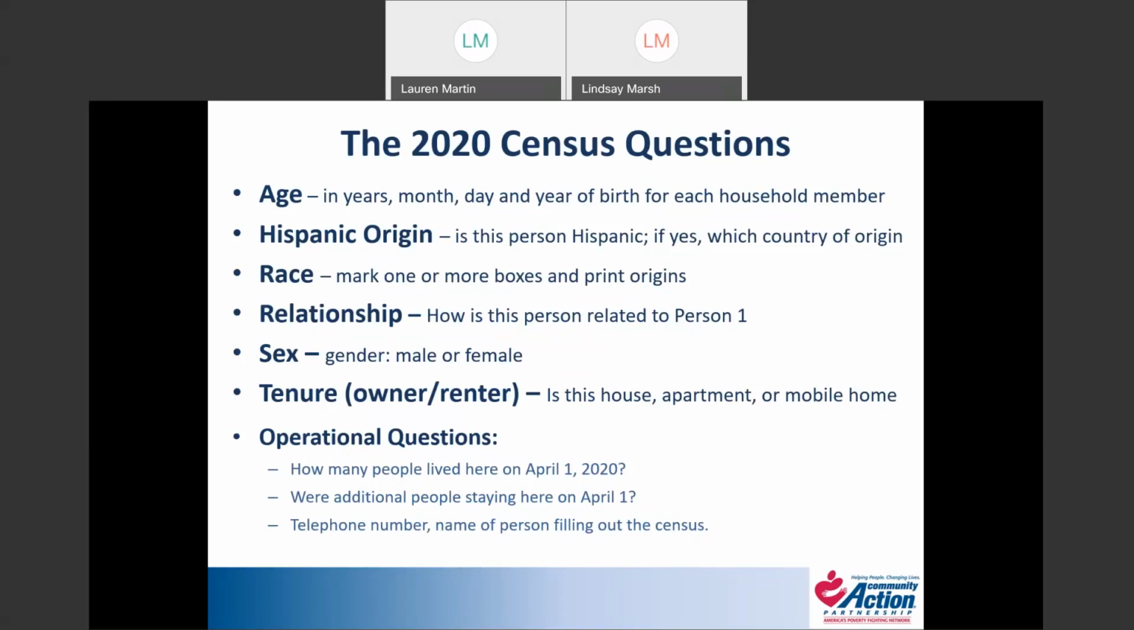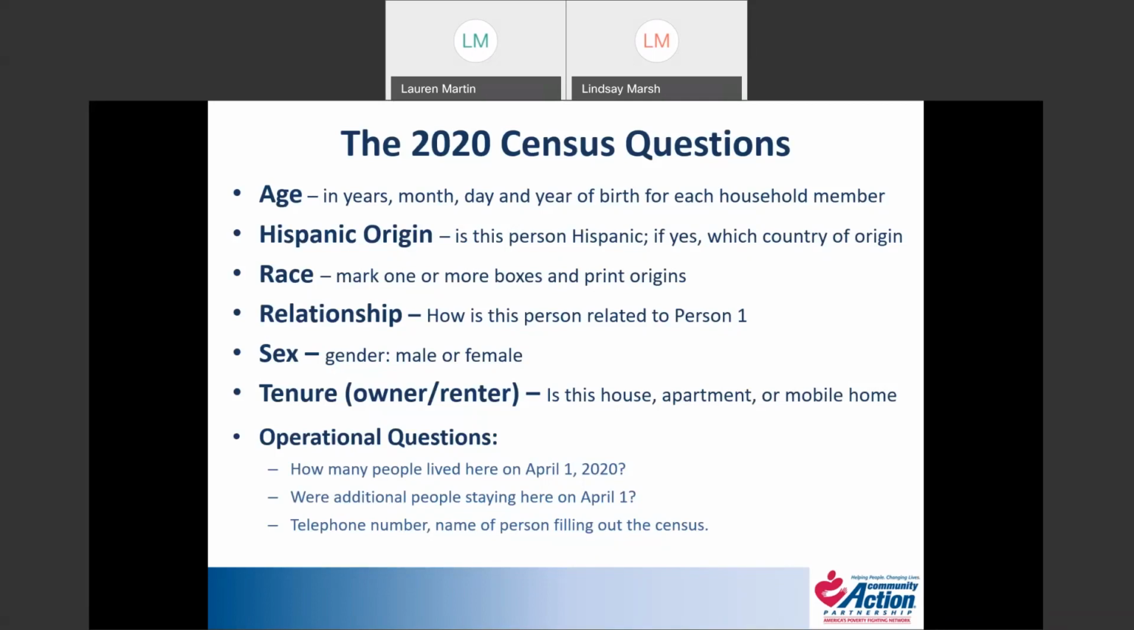You will be asked age in years, month, day, as well as year of birth for each household member. Hispanic origin, yes or no, and if yes, which country? Race. This year is a little bit different than the 2010 census. There will be several different larger categories of race, plus an other category. You can fill in what best approximates your race. If you're biracial or triracial, you can fill in that form in the other category.